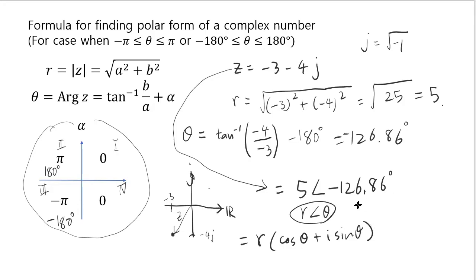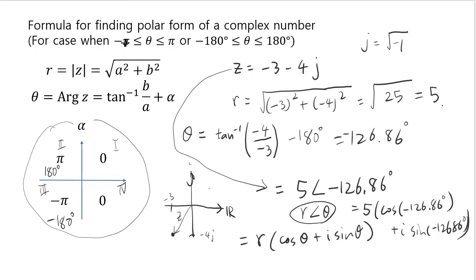So sometimes they might ask you to write the polar form in this shorthand way, or they might ask you to write it in this long form, which is 5 times cosine negative 126.86 degrees plus i times sine negative 126.86 degrees. So depending on the question, you should do this.